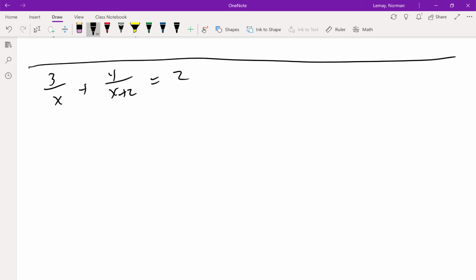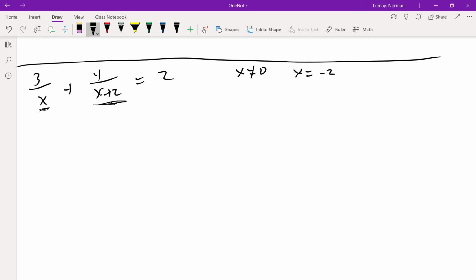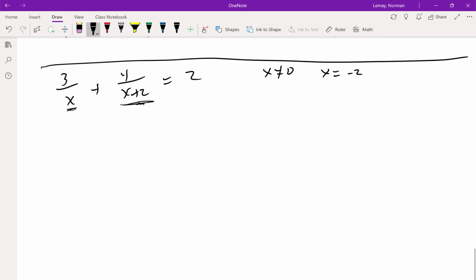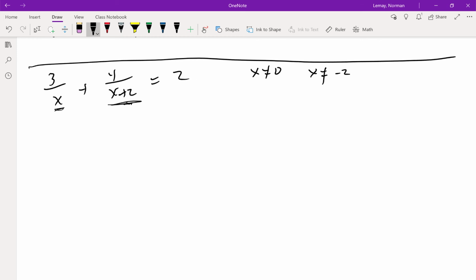The difference between what we talked about previously and this one is that this one is going to end up being quadratic. Notice that with our fractions, we cannot have x equals 0, because that makes a denominator 0. And we cannot have x equals negative 2, because negative 2 will make that denominator equal to 0. So these two cannot be answers. As we go through our solution, if we end up with one of those, we just ditch it.